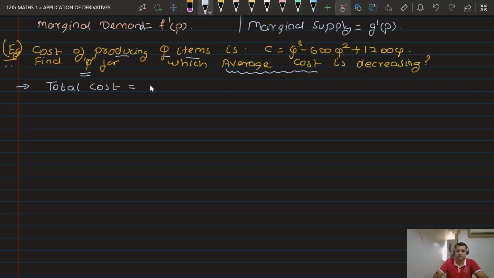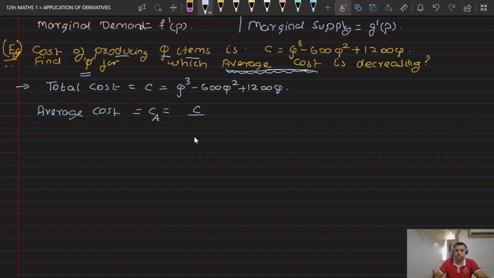Total cost is as usual C, which is equal to plus 1200q. Now because I have to find the value of q for which the average cost is decreasing, first thing that we need to do is to find the function of average cost. So when we want to find average cost, we know it is given by CA, and it is the total cost divided by the number of units.